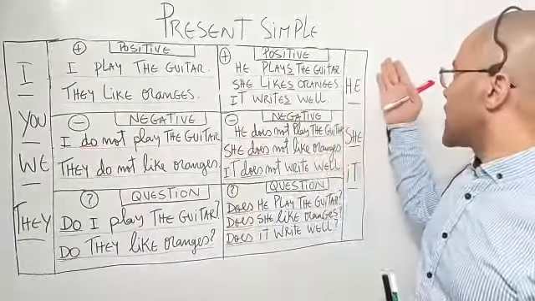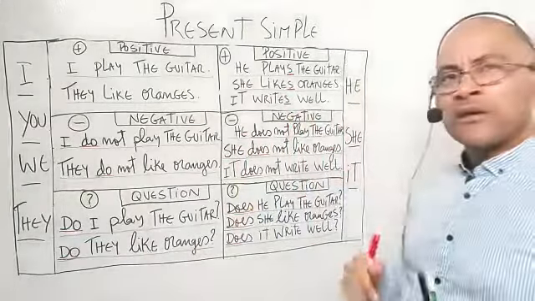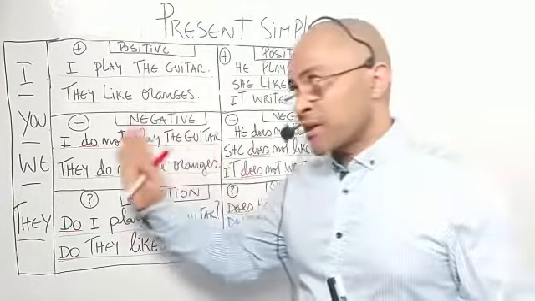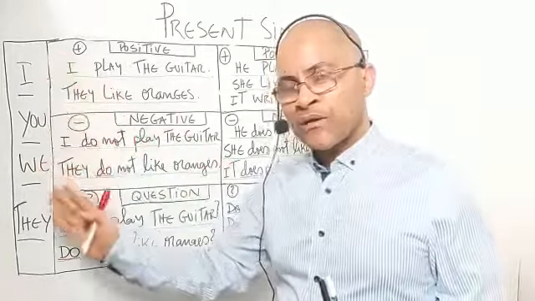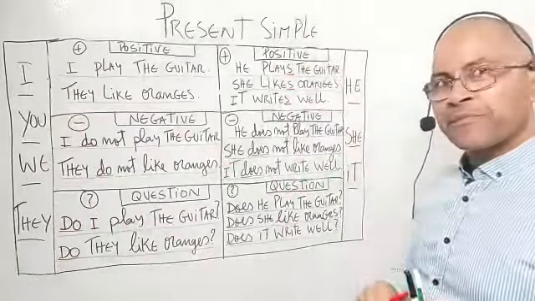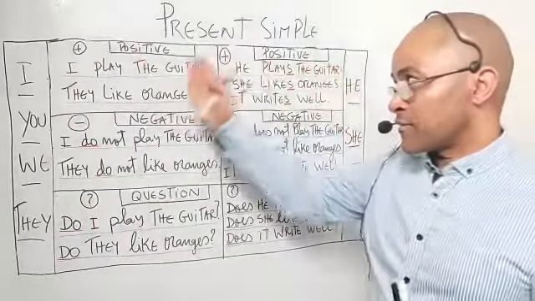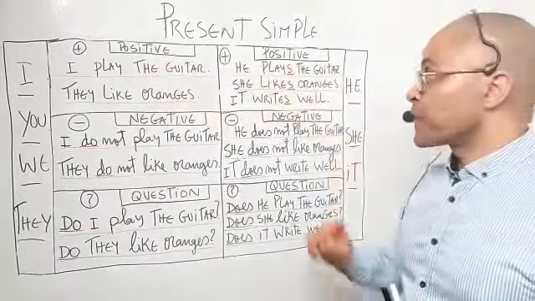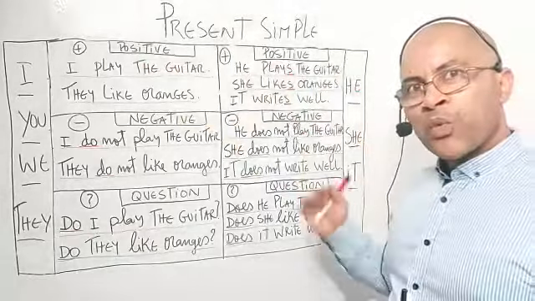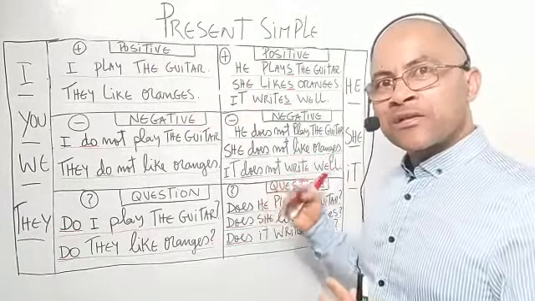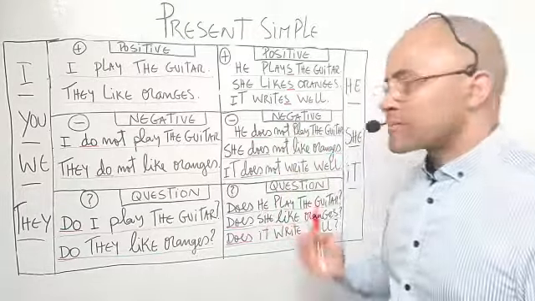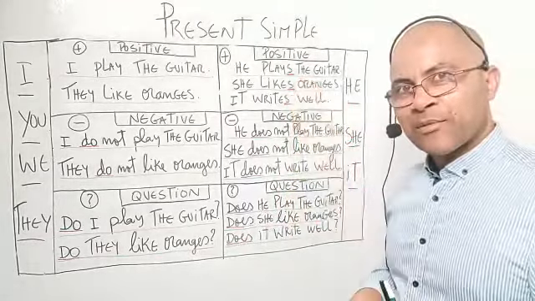Here we have he, she, it, the third person of singular. On this side, we have I, you, we, they. And here we have he, she, it. Once again, the first section, positive. When we face he, she, it, we need to change the verb. So the verb has something extra, an S, for example.